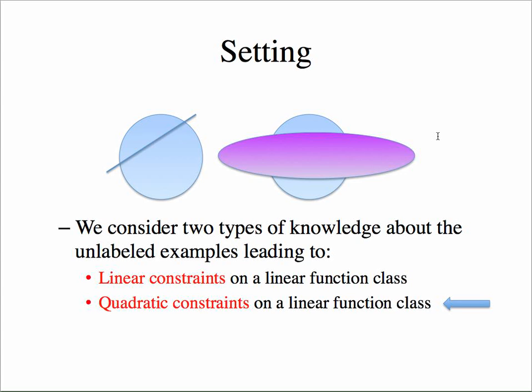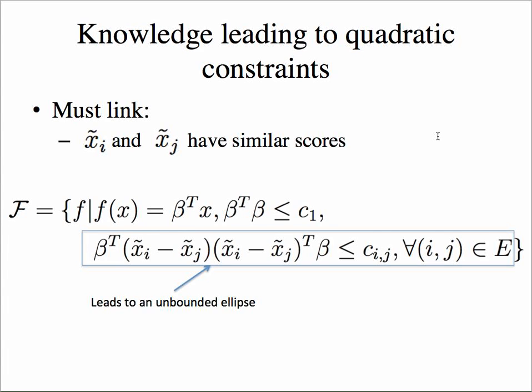So let's move on to the setting of quadratic constraints on a linear function class. Let me motivate how a quadratic constraint can arise in the scenario where we may again have a must-link type of knowledge. In this case, we want to encode that the unlabeled example x tilde i and unlabeled example x tilde j have similar scores. What we can do is impose a 2 norm square constraint on the difference between the scores, which is represented here in the blue box.